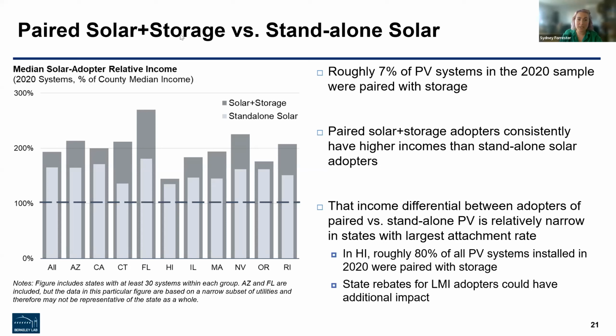So again, one thing that's interesting is the difference between those standalone solar and hybrid adopters is just that some of them are far more narrow. And in those states, that's primarily where the attachment rate is higher. And another thing that could impact that delta would be if there are, for example, state incentives that are specifically directed towards low to moderate income storage attachment.